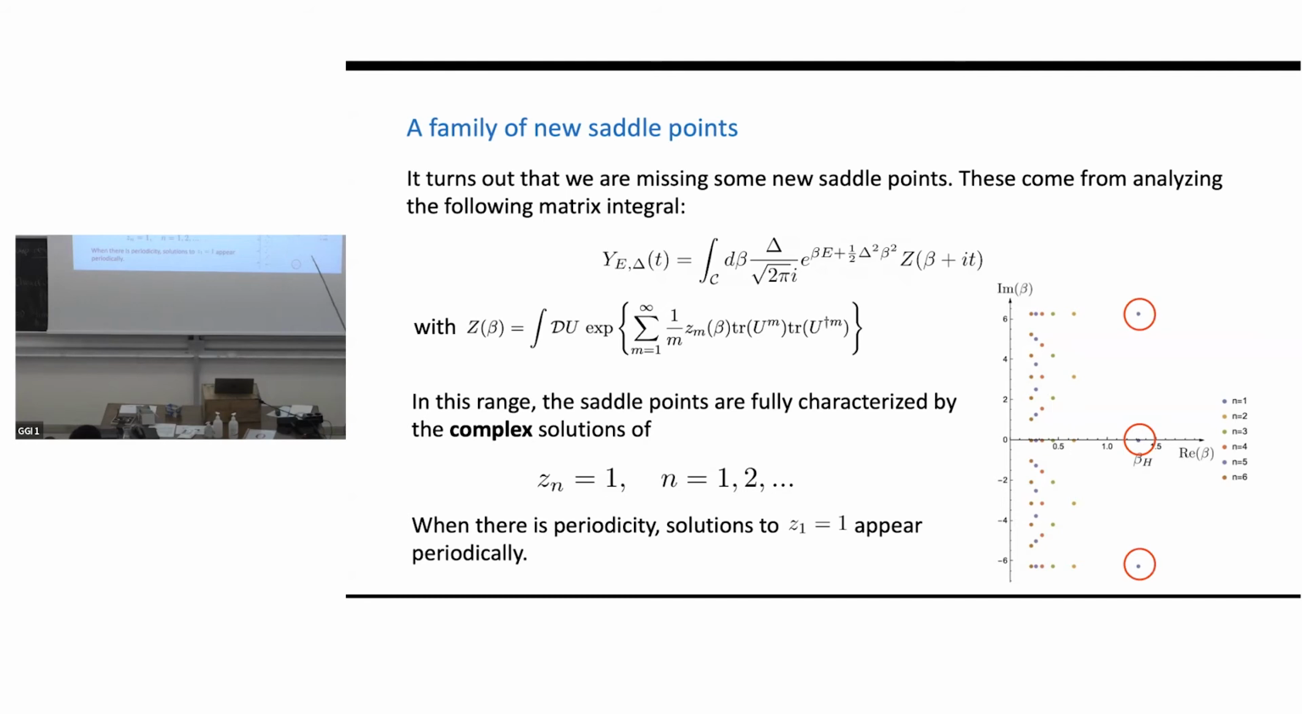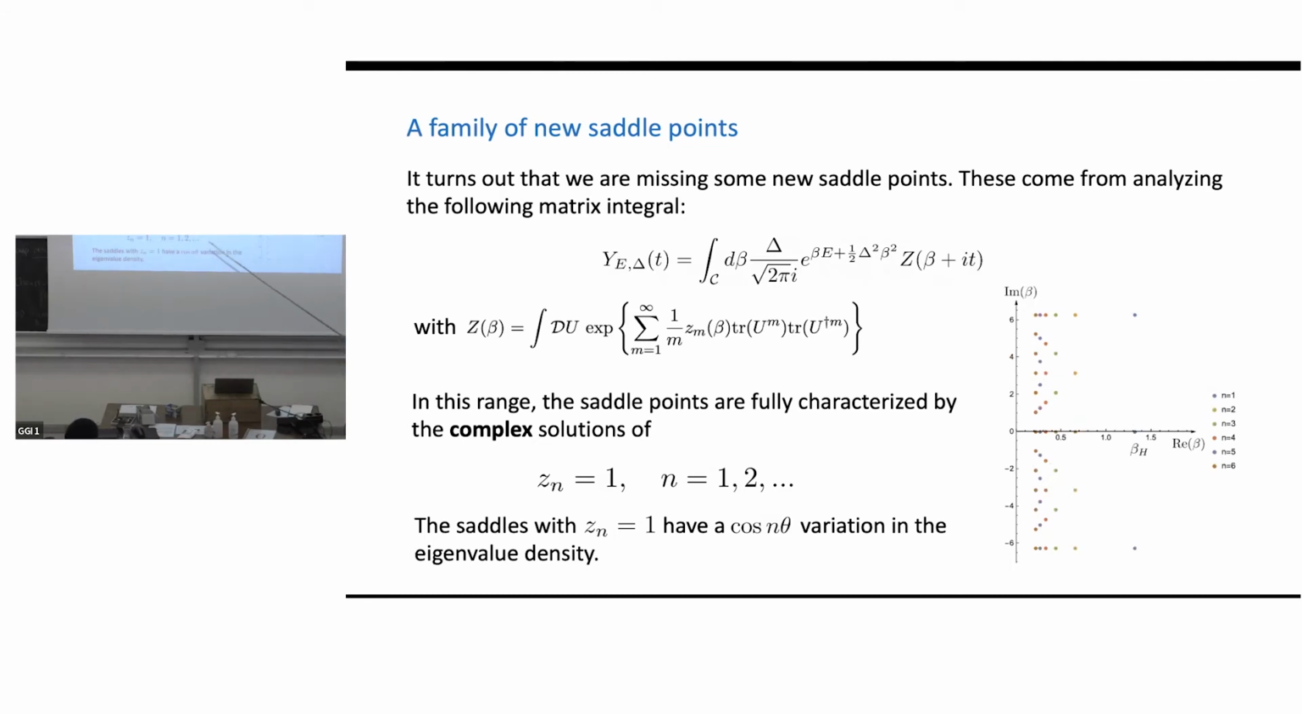I mentioned that if the underlying spectrum is spaced by integers, there is a periodicity in the spectral form factor. In that case, we know that the solutions to this equation Z1 equals 1 should also appear periodically. So in other words, the solutions also appear when you shift the value of beta in the imaginary direction by some amount. But the crucial new ingredient here is that there are many other solutions which solve the equation Zn equals 1 with n greater or equal to 2. And these saddle points are very different from the saddle points that are known in the literature in the way that they do not have a cosine theta variation. On the other hand, they have cosine n theta variation in the eigenvalue density.